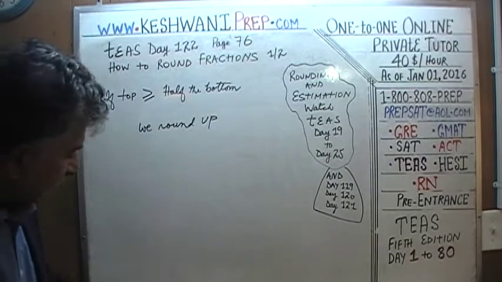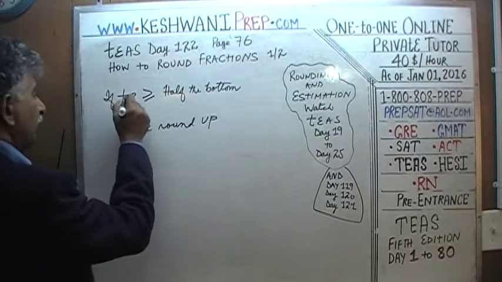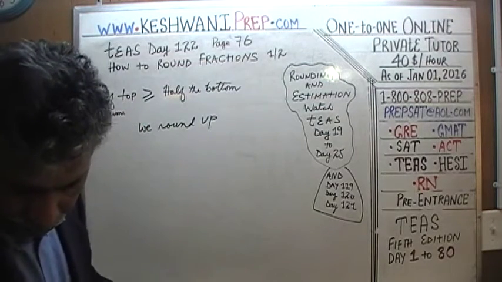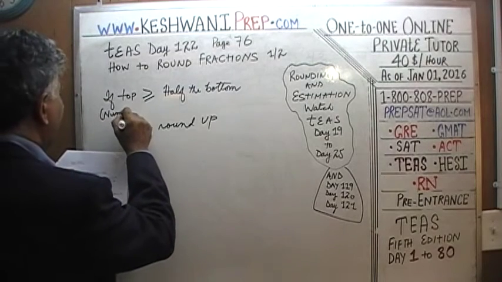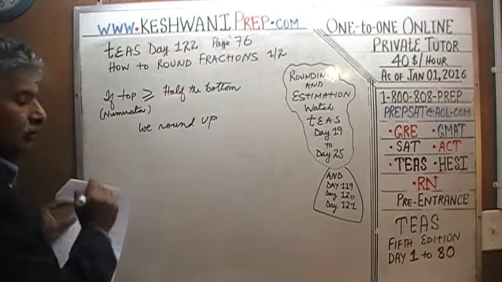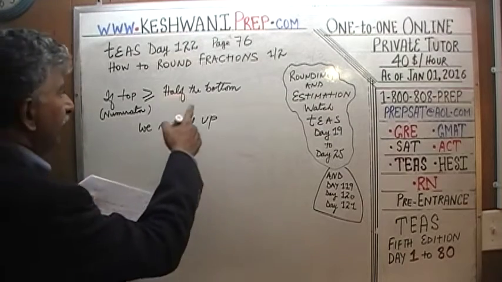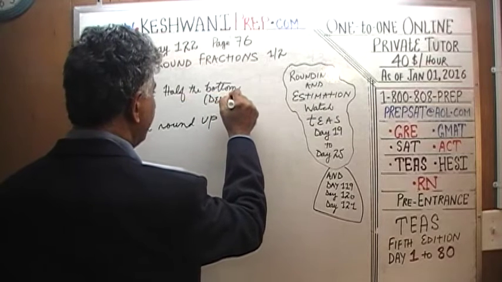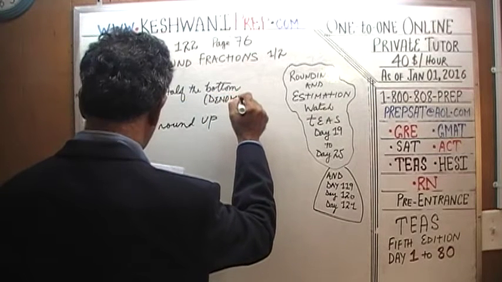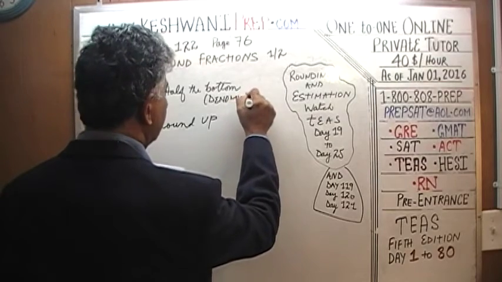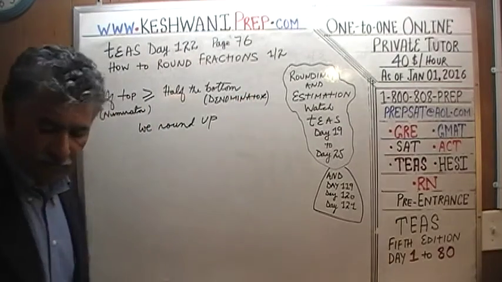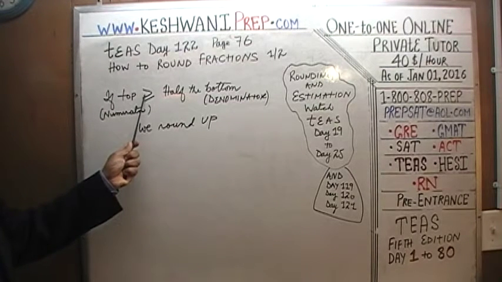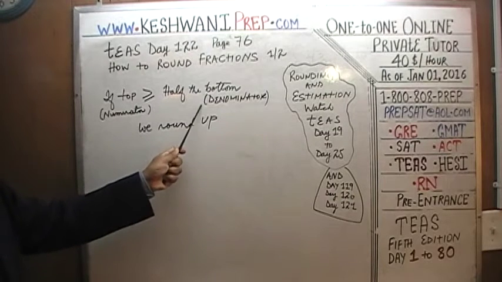Now what we are describing here in a fraction is a top. The proper terminology for the top is numerator. How does one spell numerator? N-U-M-E-R-A-T-O-R. Numerator is what your math teacher will tell you, and the bottom is what is called a denominator. Denominator. So again, one more time, as long as the numerator, the top, is greater than or equal to, even if it's equal to half the bottom, we round it up.